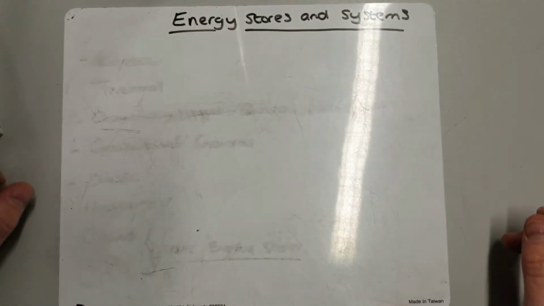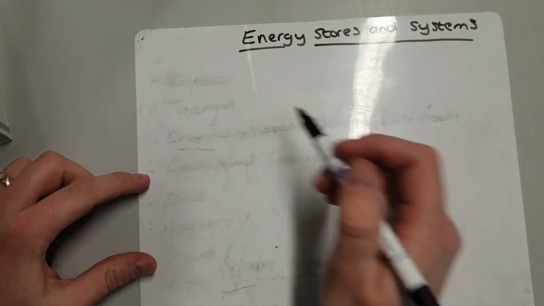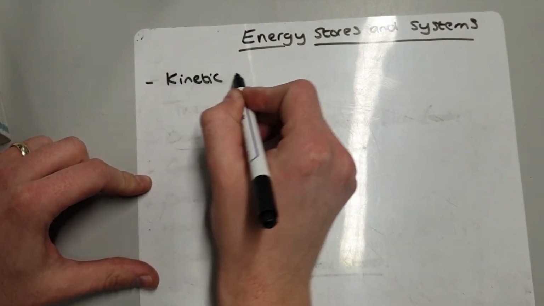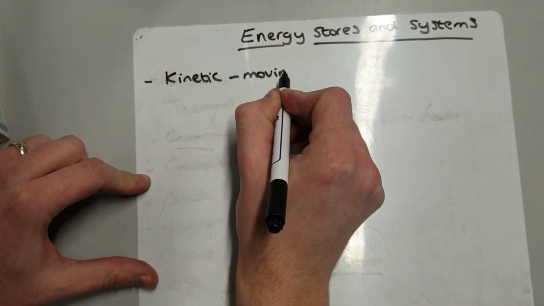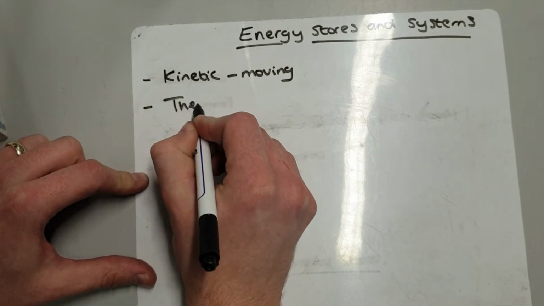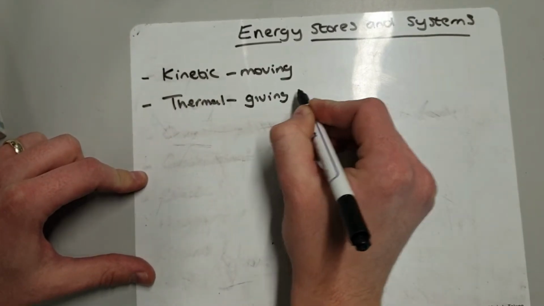This video is going to talk you through energy stores and systems. So the first thing you need to know are all the different types of energy. The first type of energy is kinetic. That is energy from anything that is moving. The second type of energy is thermal. That's obviously energy from anything that is giving off heat.